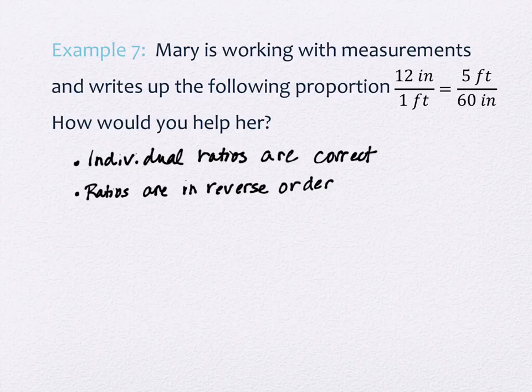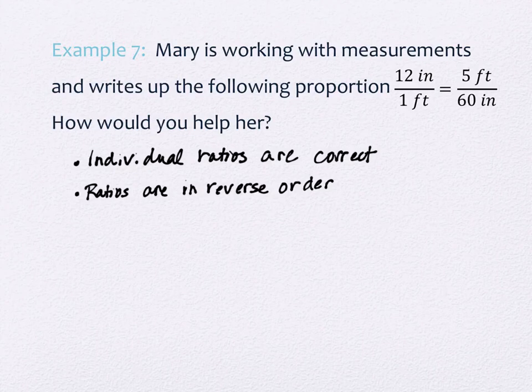I mentioned earlier that one of the things that's nice about putting in your units is that you can see the inches and the inches on top, feet and feet on top, or across the diagonal, across the equal sign, and that they line up so that you know you have them in the right locations. That's what she's missing on this. Her ratios are in reverse order.